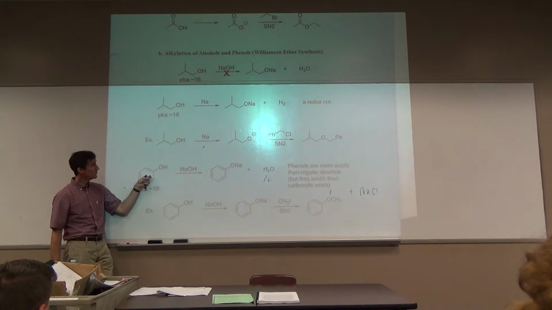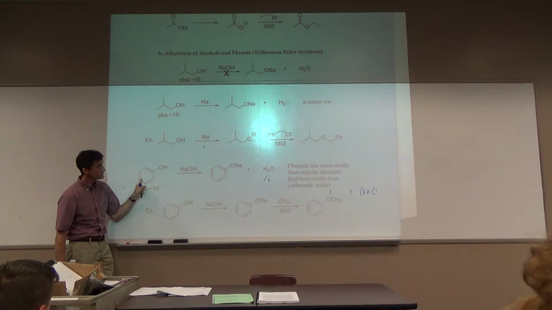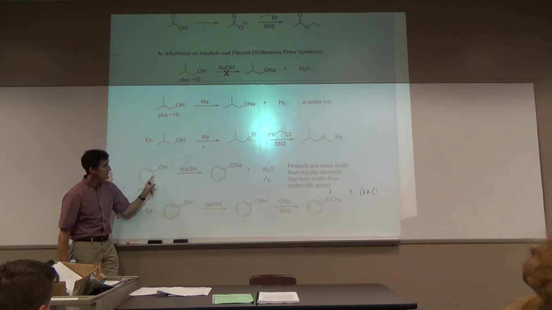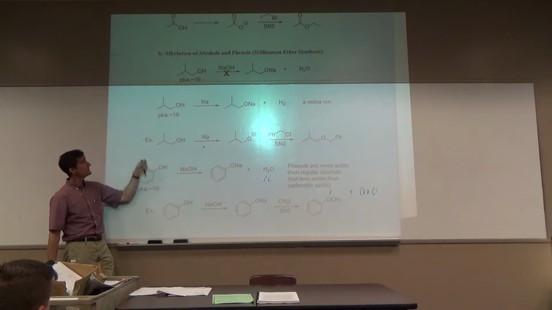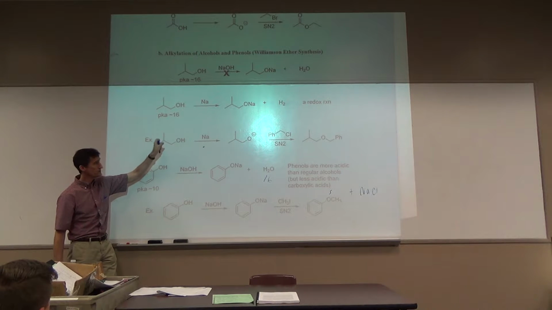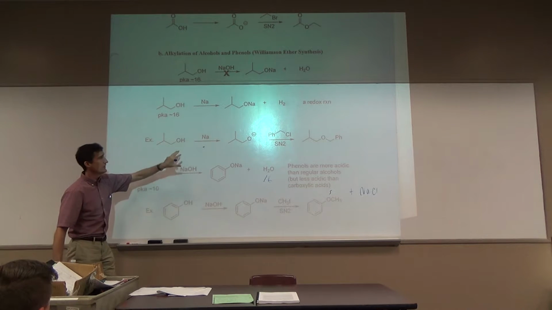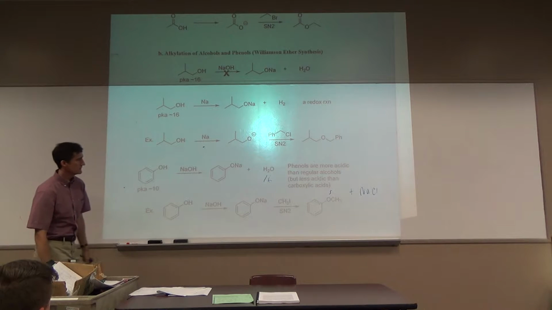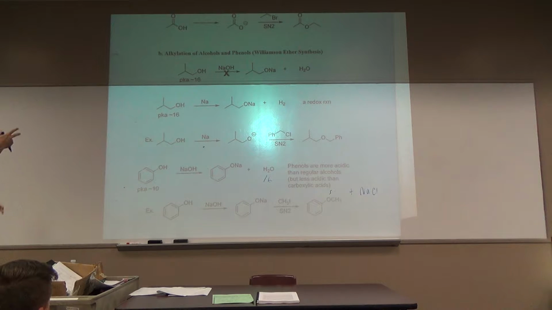And you should know why this is more acidic than that. Because the anion is resonance stabilized. You can use hydroxide with phenols, carboxylic acids, but not regular alcohols. You have to use something more like sodium. That's traditional. There's a variety of other strong bases, but sodium is traditional. You can actually also use potassium. Other group 1 metals also work.